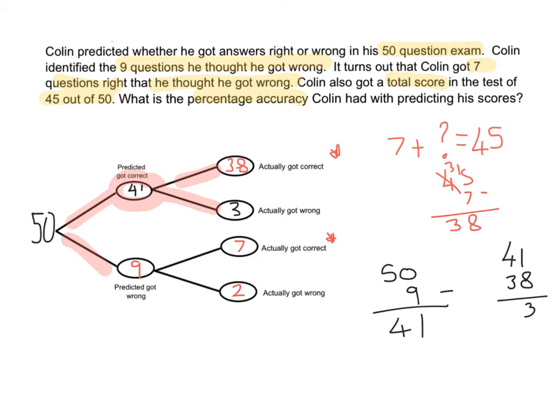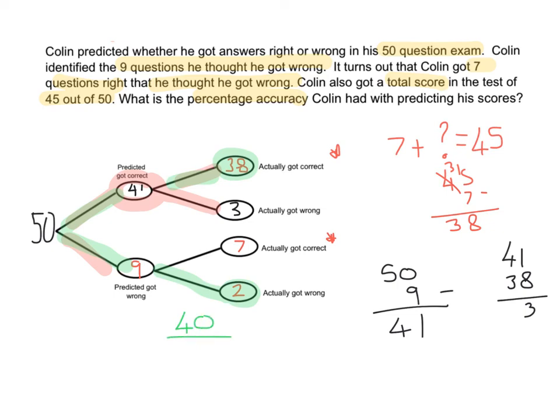Okay, so we've filled in our tree, and it says what is the percentage accuracy Colin had with predicting his scores. So we have to look at when Colin was actually accurate. So let's just highlight where he was accurate. When he predicted he got them correct, he actually got them correct at 38. And when he predicted he got them wrong, he actually got them wrong 2. So in total, that's 38 add 2, which is 40.